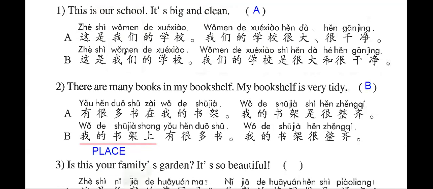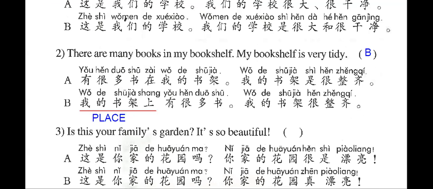Number 3. Is this your family's garden? It's so beautiful. 这是你家的花园吗？你家的花园很是漂亮。这是你家的花园吗？你家的花园真漂亮。So, can you see the mistake here? Yes, this 是 verb is not correct, okay? So the correct one is here. We're going to use 很 and 是 this way, okay? Remember, when we are using 是 plus an adjective, we also need to use here another particle, which is 的, okay, in Chinese. So this one, A, is not correct.